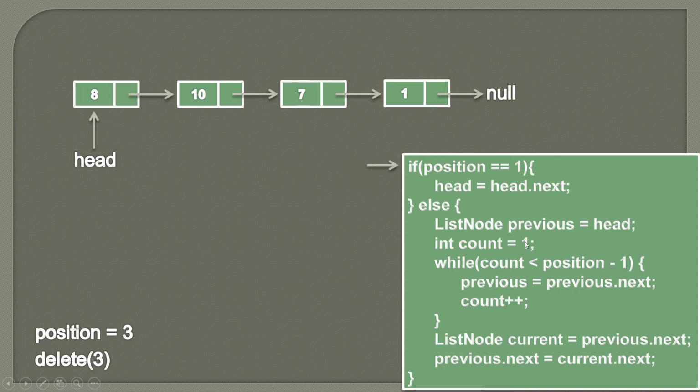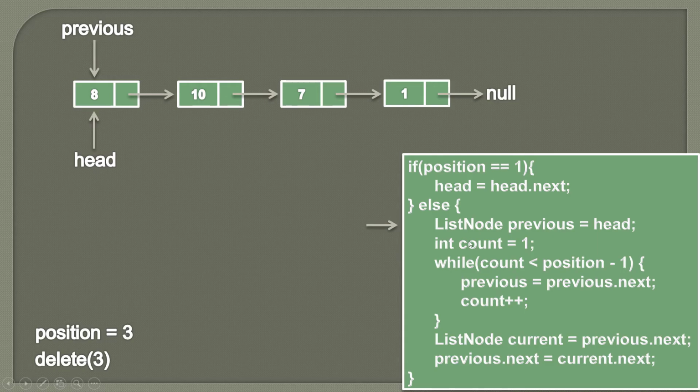We check whether position is equal to 1 or not. So position is equal to 3, so this condition comes out to be false. In the else part, as we want to delete the node at position 3, we need to somehow reach position 2. So what we do is we simply create a temporary list node by name previous. We'll assign the value head to it, so it will simply start from the first node. And our task is to make it reach a node having value position - 1.